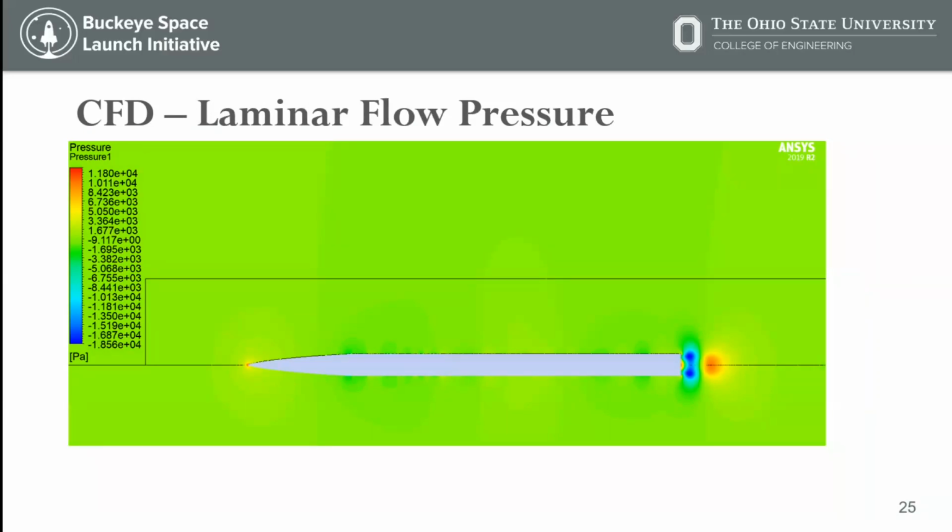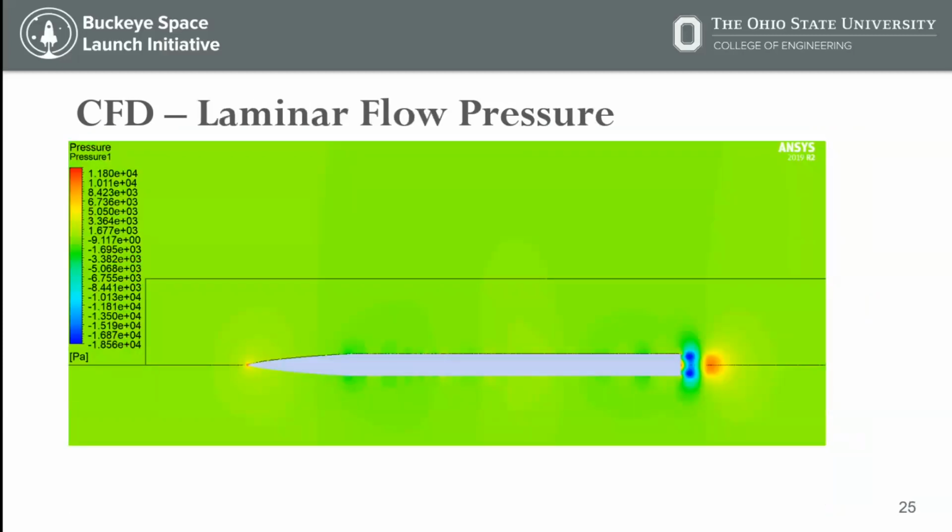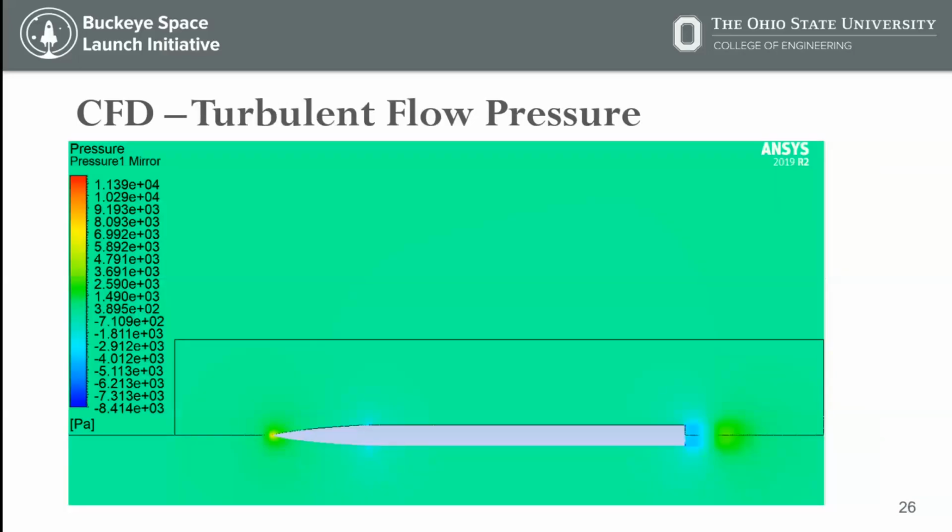So like I was saying before, pressure drag: high pressure on the nose, low pressure on the aft end. Net force is pushing us backwards. For the turbulent model, again, high pressure on the nose, low pressure on the back end. Looks pretty similar as far as distribution goes. You can see that there's a little bit of difference, such as the turbulent model not having a high pressure zone right in the center of our geometry on the back end. And we'll talk about that in a little bit.